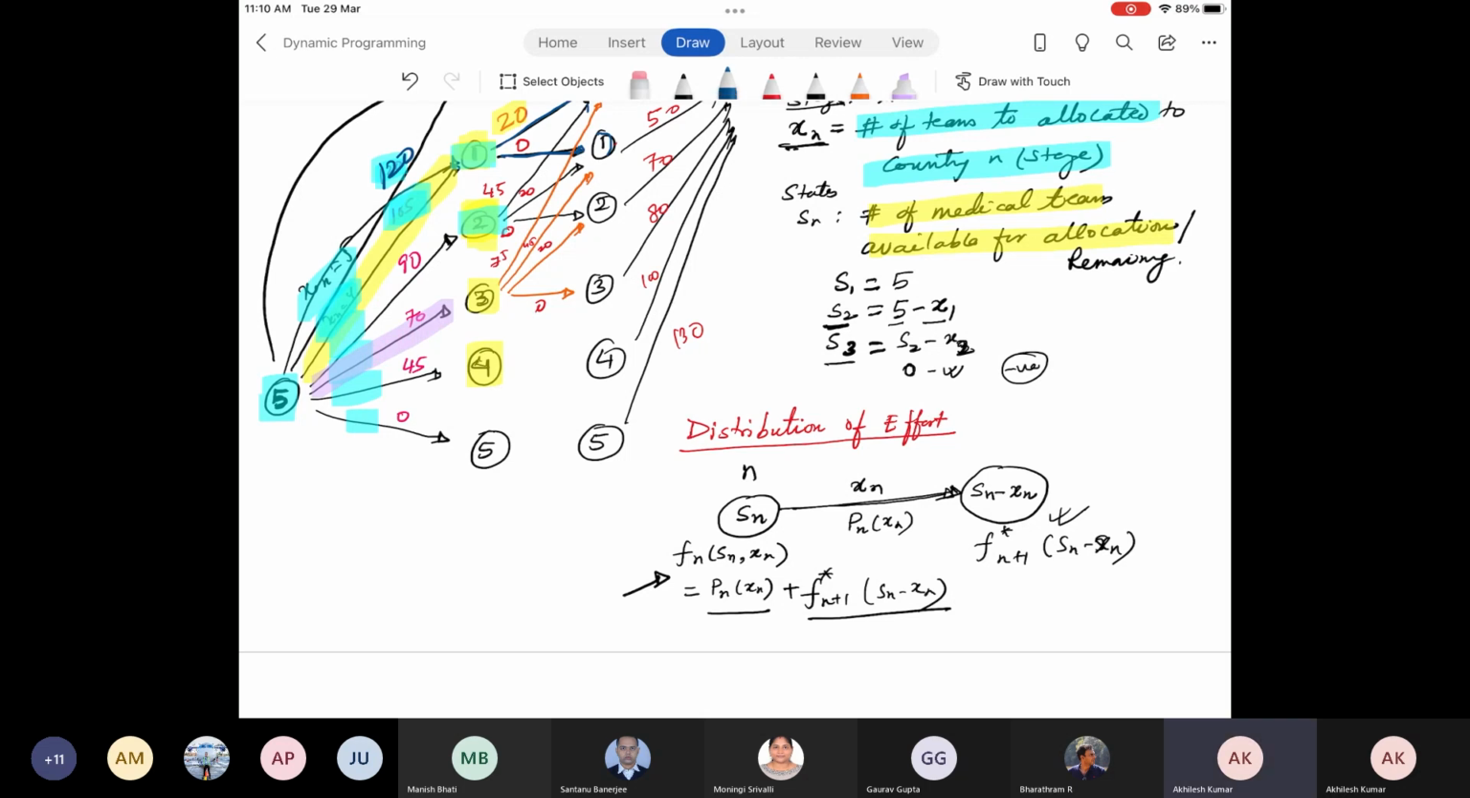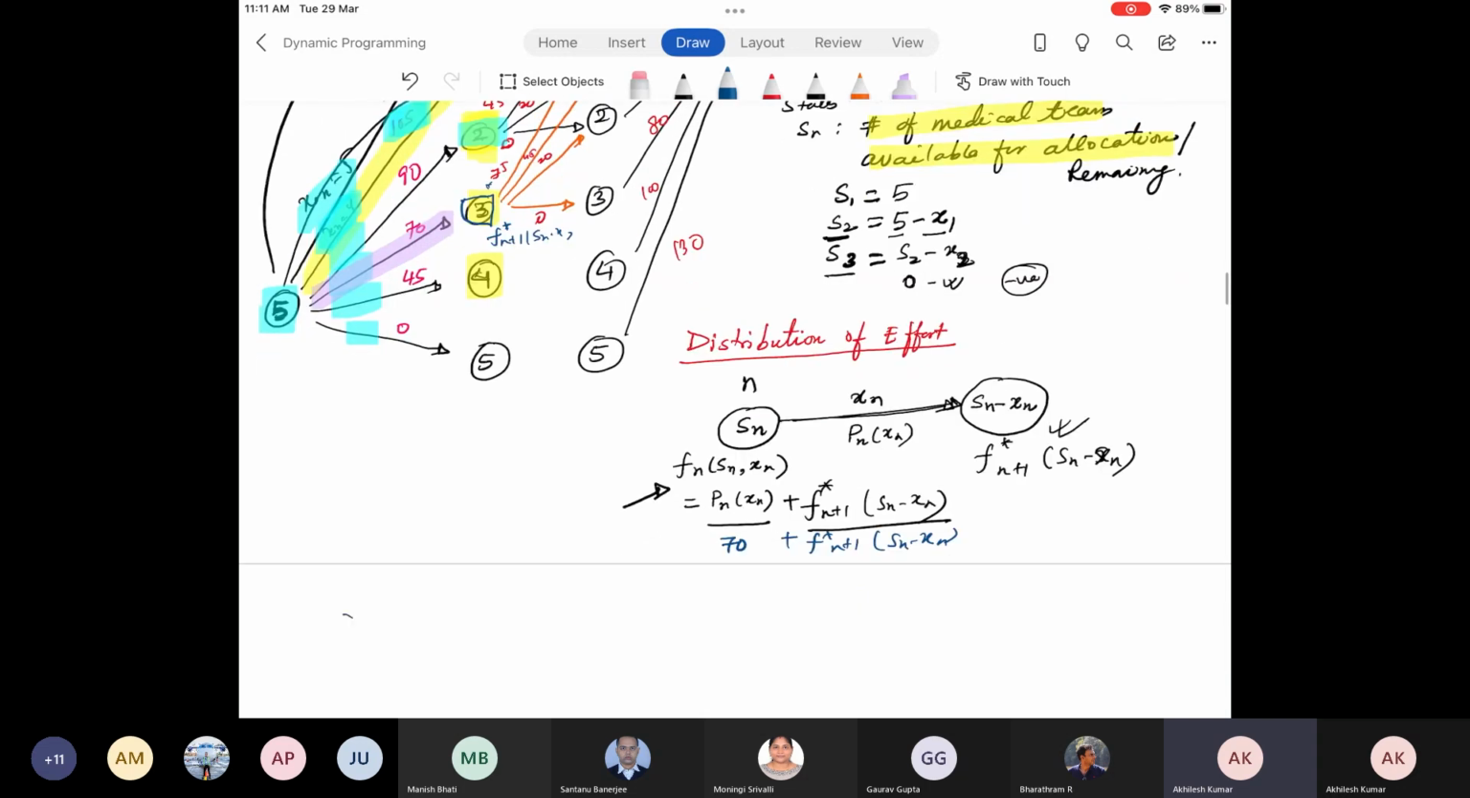70. That takes me to this state. Now it's all future. If you remember, the optimal one we used to put it here, so all the futures I will put here, and that will be added to F star n plus 1, Sn minus Xn.